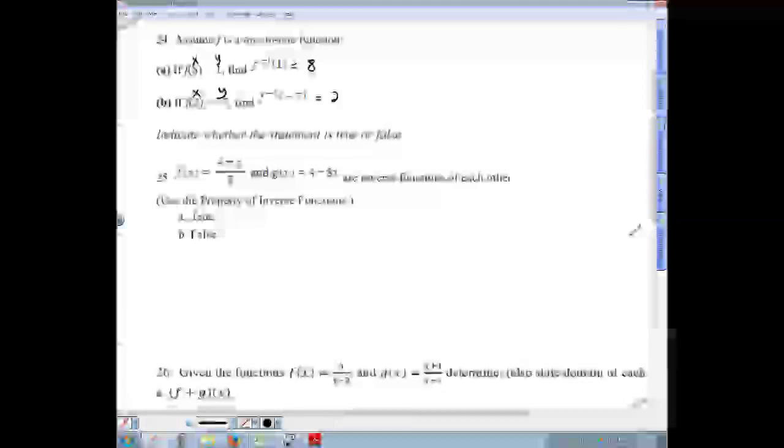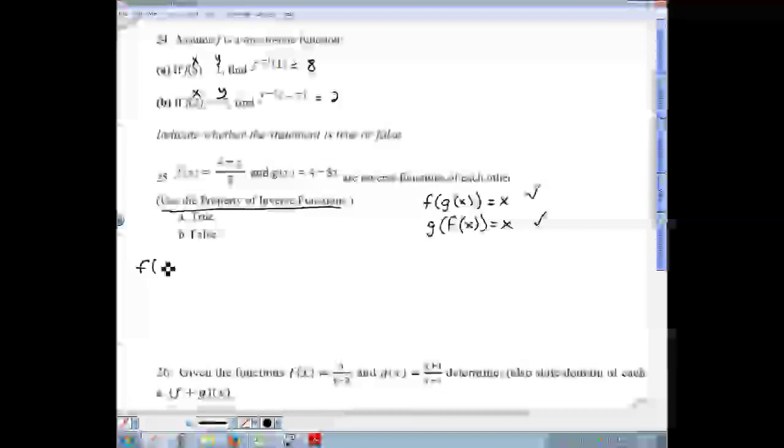Okay. So this is a true-false statement here that this is the inverse of that, and it says to use the property of inverse functions. This is also from section 2.8. Given two functions f and g, they are inverses of each other if and only if f of g of x is equal to x, and if g of f of x is equal to x. Both of these must be shown to be true in order for these two functions to be inverses of each other.